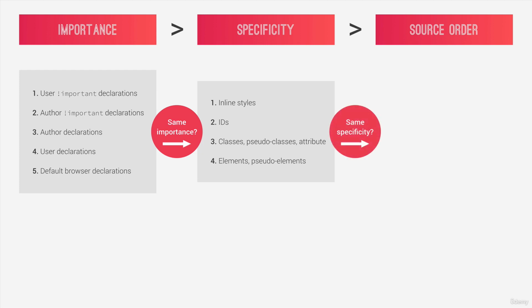And I promise you, it's almost over now, okay? Well, if there's still a tie at this point, then the last CSS declaration written in the code is the one that will apply. So again, if everything is equal, if all the declaration selectors have the same specificity, then it's simply the last declaration that will be used to style the selected element.